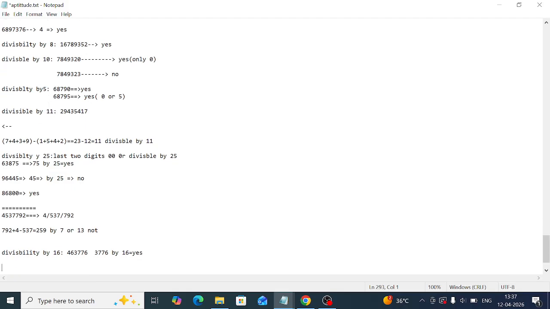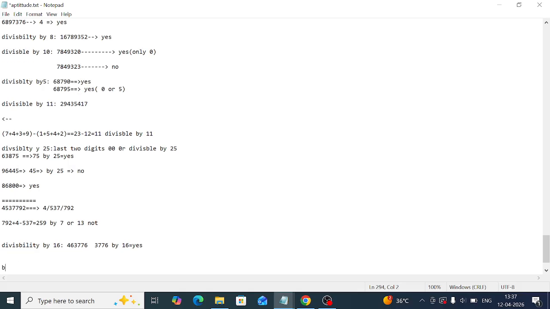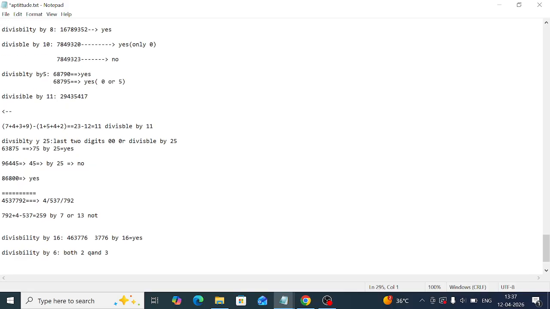Like this, you need to check the last 3 digits, the last 4 digits, and then the next divisibility is 6. When a number is divisible by both 2 and 3, then it is divisible by 6.